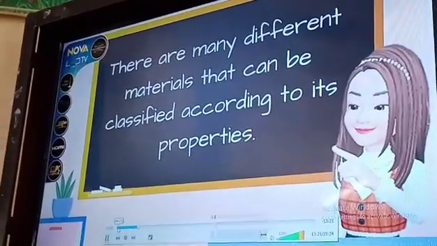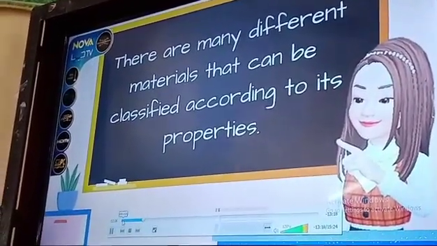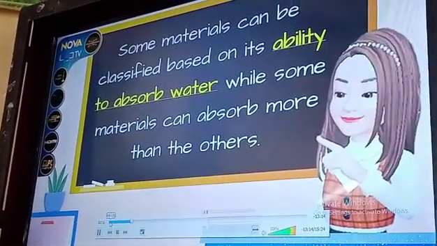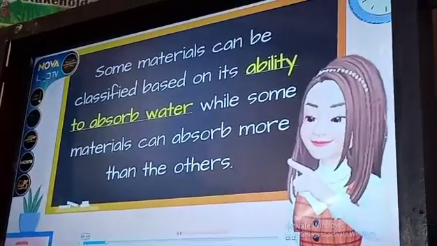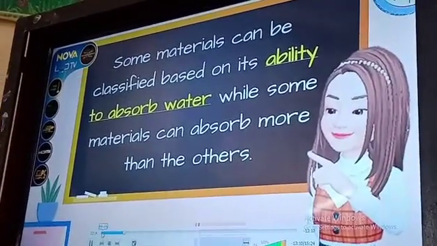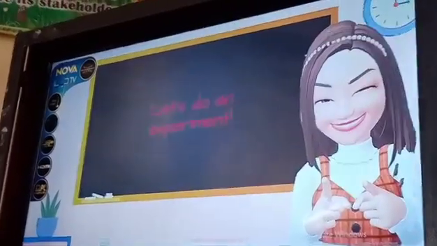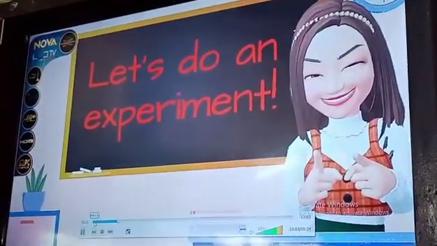There are different materials that can be classified according to their properties. Some materials can be classified based on their ability to absorb water, while some materials can absorb more than others. Let's do an experiment.